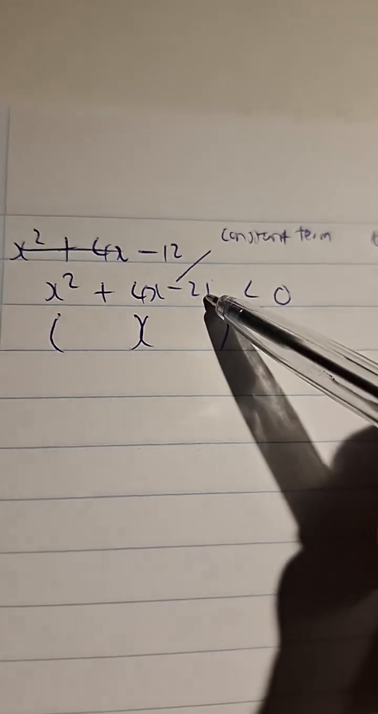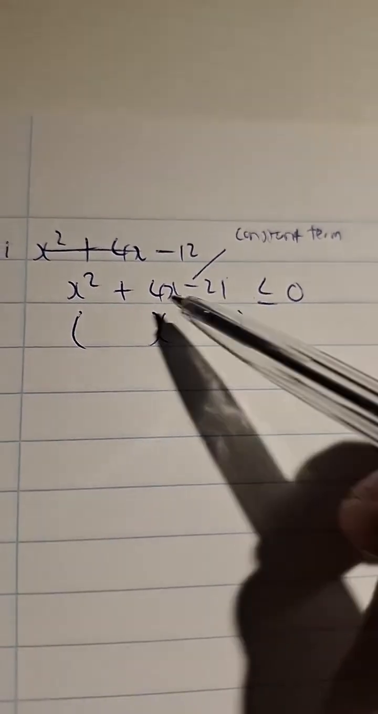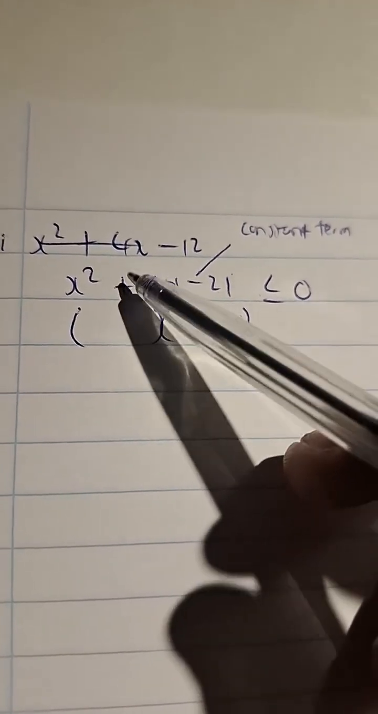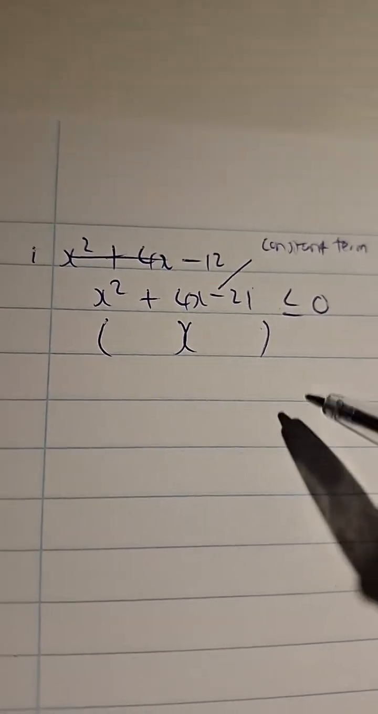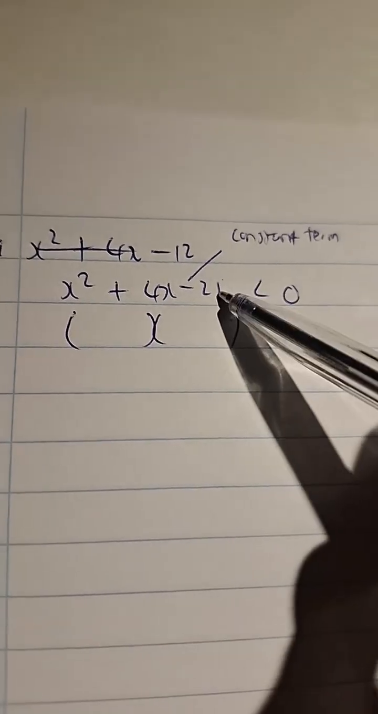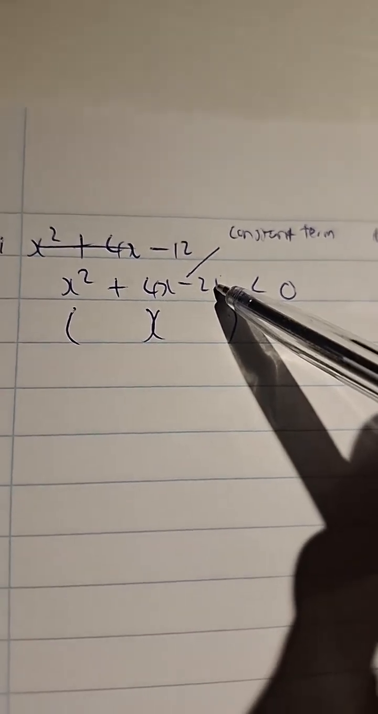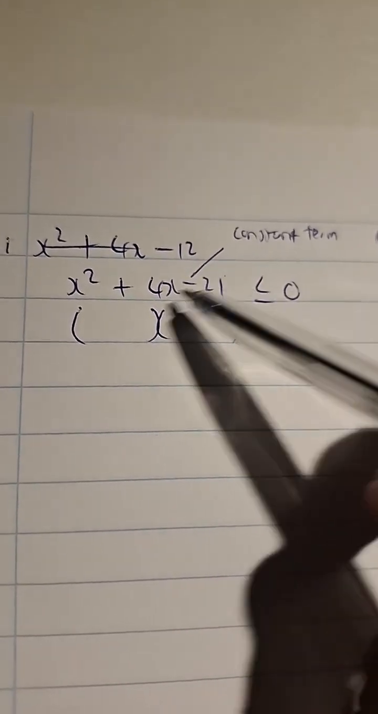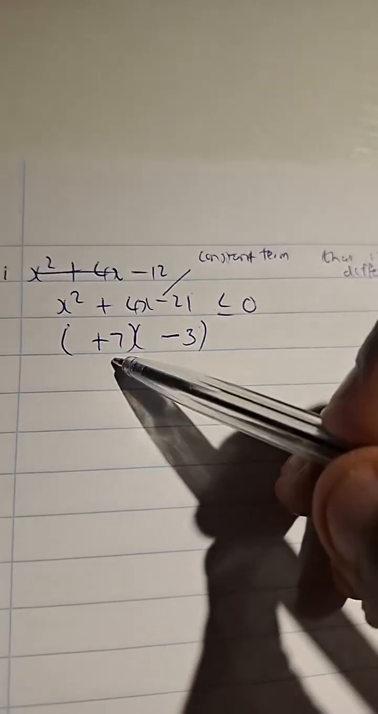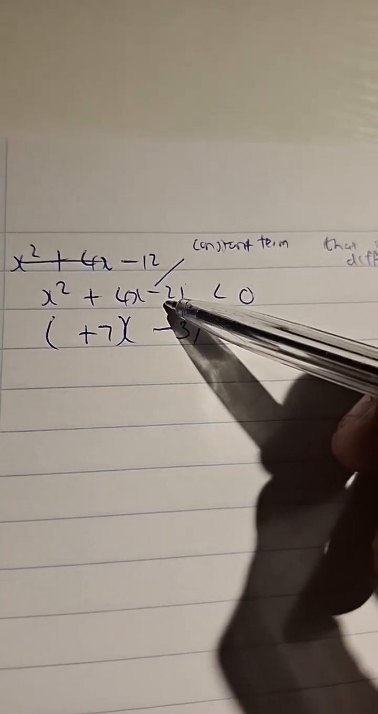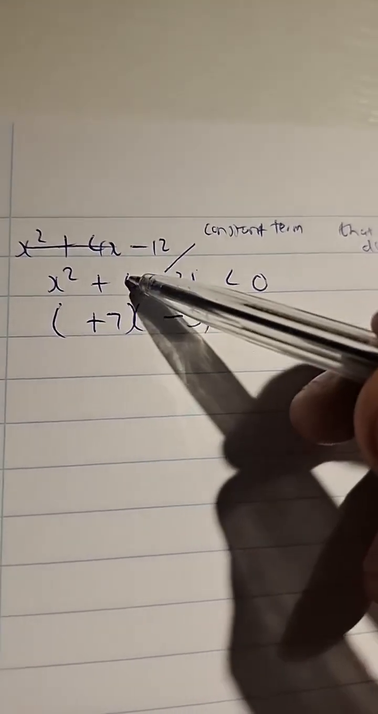Remember, the constant term being negative means the signs are going to be different. But since the signs are different, this positive sign implies that the highest factor of 21 is going to have a positive sign. So now let's look at the factors of 21. When we add these factors together, they must give us positive 4. As has been said in the comment section, we have 7 and 3. The highest factor is going to be positive and the lowest one is going to be negative, because 7 times negative 3 gives you negative 21, while 7 minus 3 gives you this positive 4.